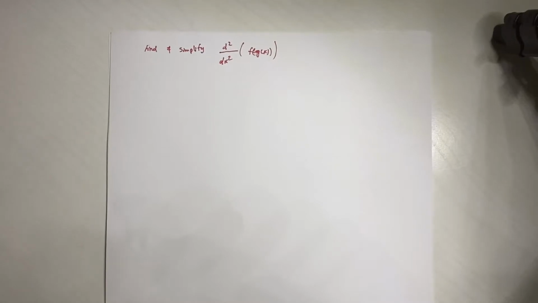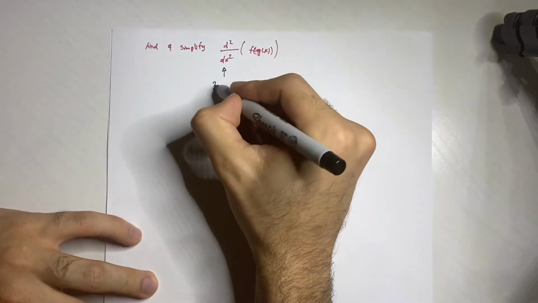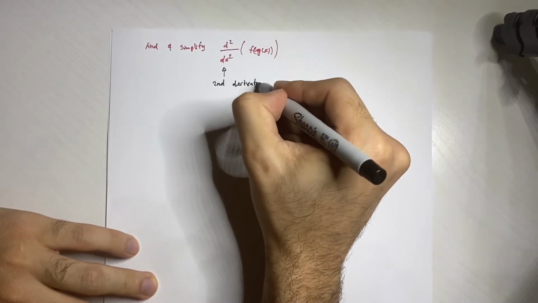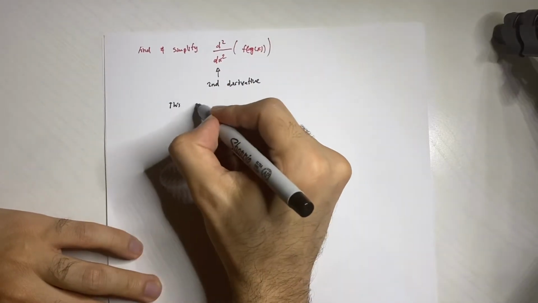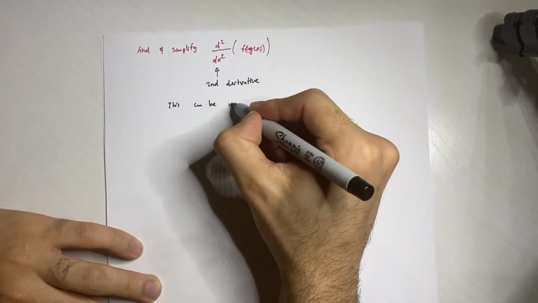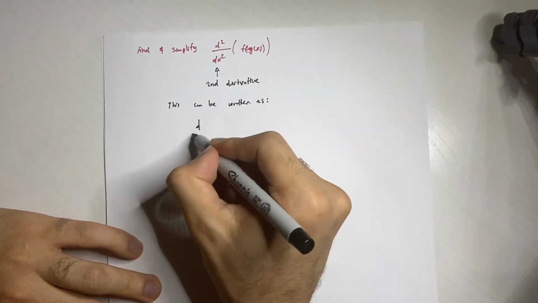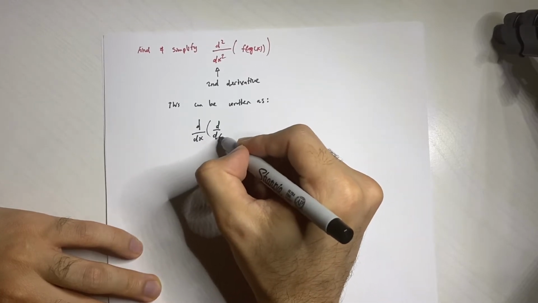So we have this problem in here which says find and simplify d squared over dx squared of the composite function f of g of x. What this problem is saying is that we want to find the second derivative of f of g of x. And this term can be written so you can see it more clearly. What this problem wants is that we can write it in this way.